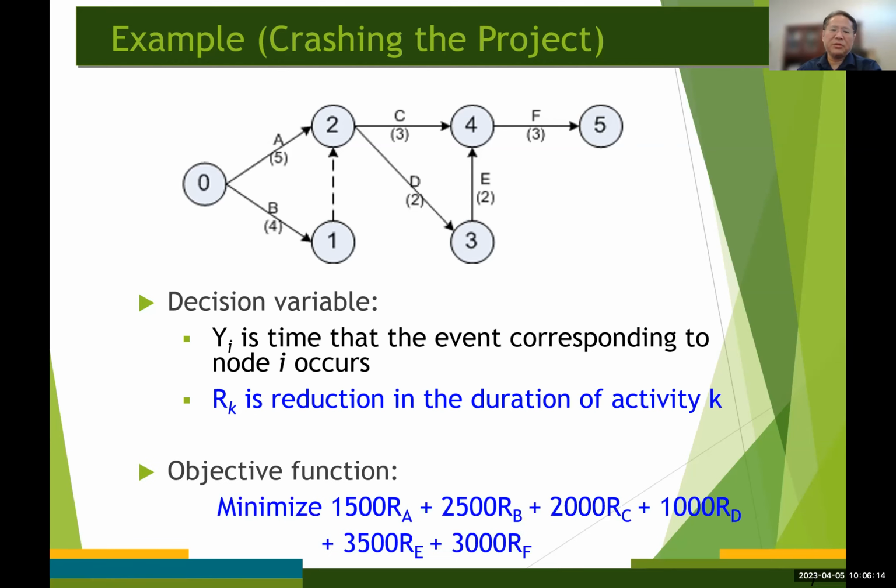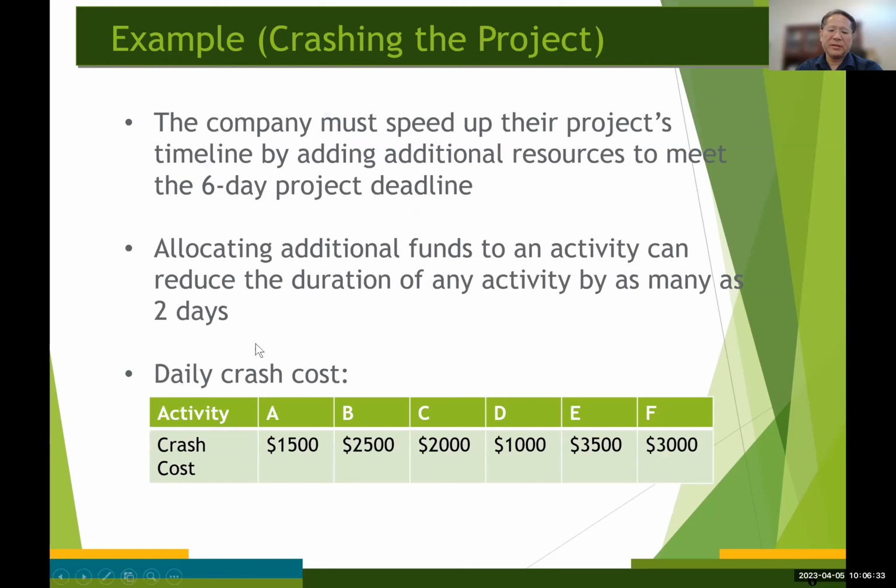Then using this new set of decision variables, we can construct our objective function. That's going to be minimizing the total cost of meeting the new deadline, right? So using these crashing cost values down here, that's going to be minimize $1,500 times R sub A plus $2,500 times R sub B plus $2,000 times R sub C and so forth until $3,000 times R sub F. Okay.